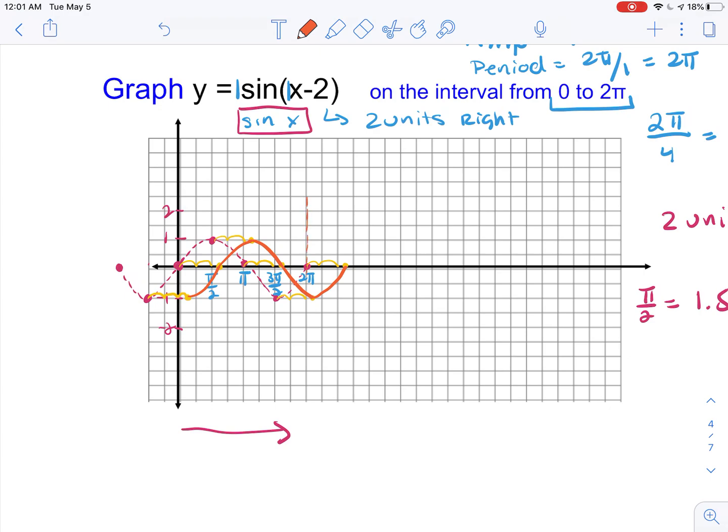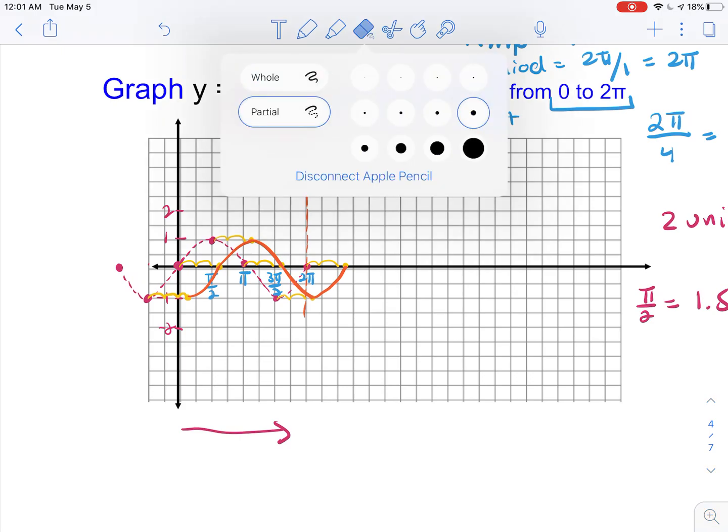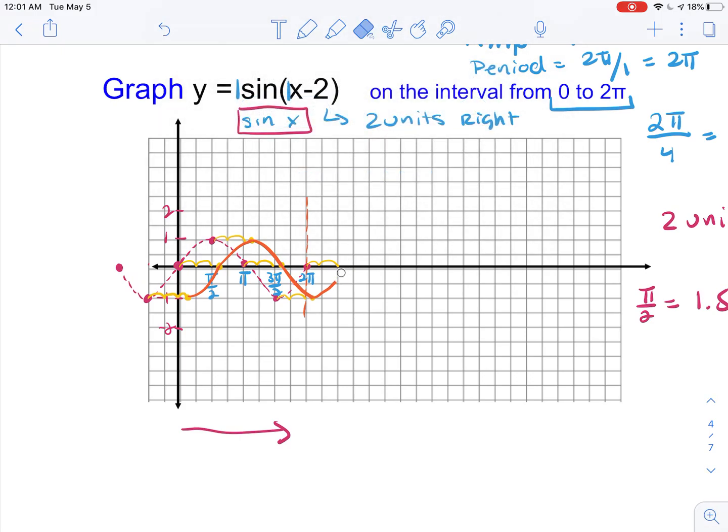Okay, so now let's see if we've followed the instructions. Have we graphed on the interval from 0 to 2 pi? Well, 2 pi ends here, right? So actually, I can erase everything on my graph past that value, so that I don't need. Even though it's still part of it, it's not what we need for this question.